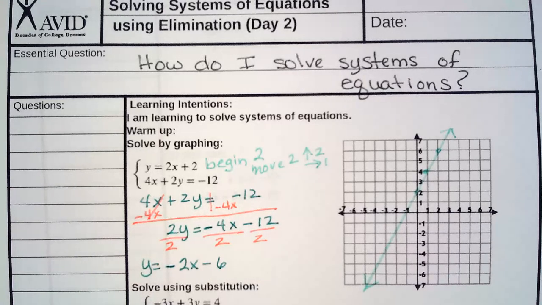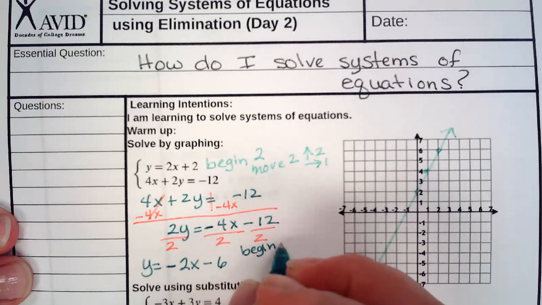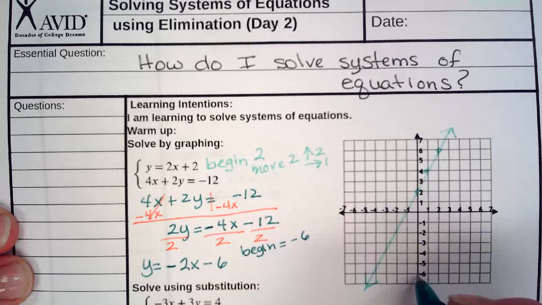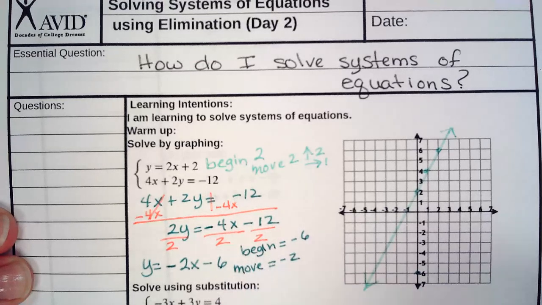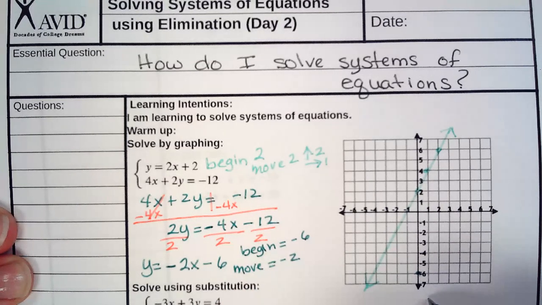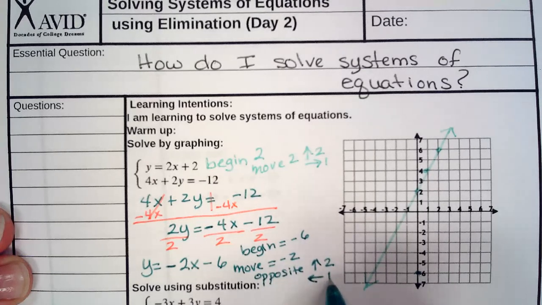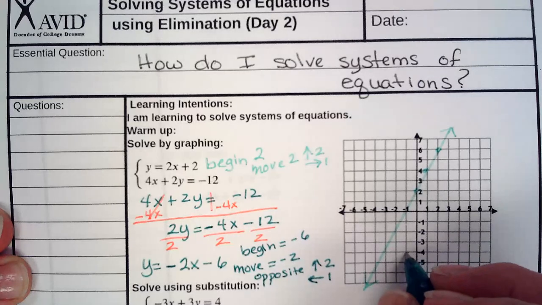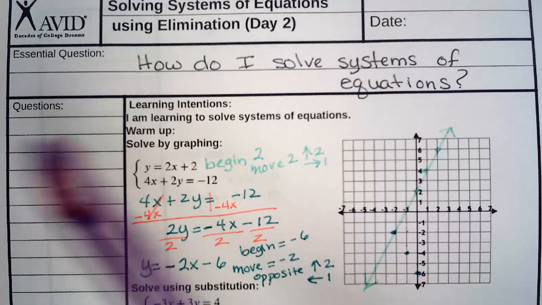Okay, for the other one, where do we begin at? At -6. Okay, my move is -2. Ordinarily, I would go down 2 and right 1, but that takes me off the graph, so I'm going to do the opposite, which is up 2 and left 1. So I'll go up 1, 2, left 1. 1, 2, left 1. Now I am ready to draw my graph.